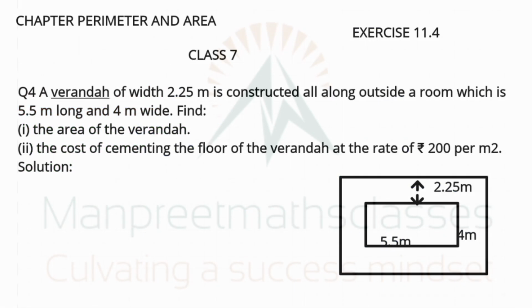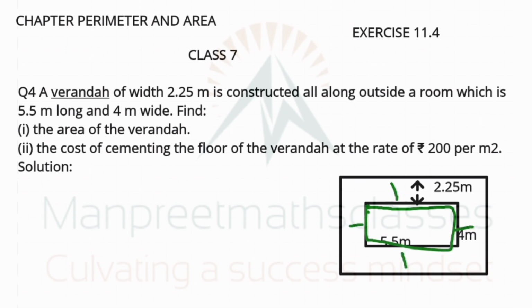Question number 4. A veranda of width 2.25 meter is constructed all along outside a room which is 5.5 meter long and 4 meter wide. So what is given? A veranda is given. This is veranda, and they are saying a width 2.25 meter is constructed all around it. Means this is the width 2.25 meter all around the veranda.